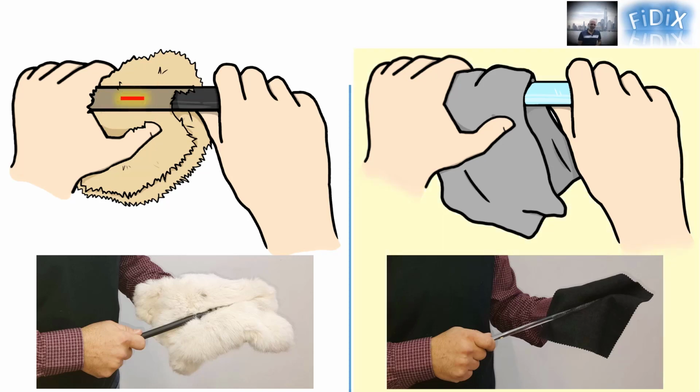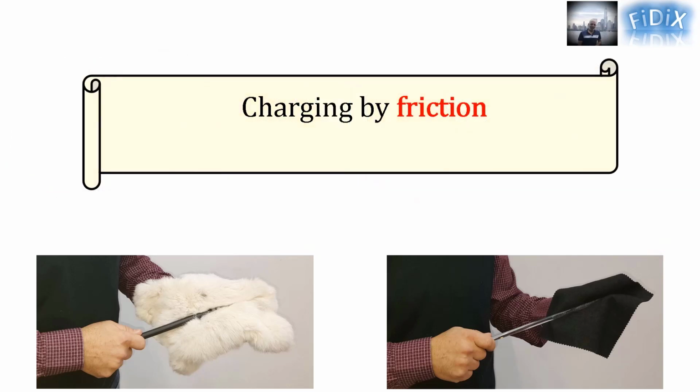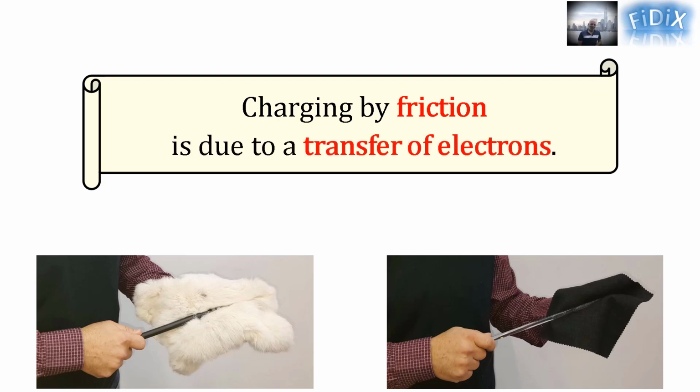When a glass rod is rubbed with a cloth of silk, a certain number of electrons migrate from the rod to the cloth. The glass rod has thus a deficit of electrons. Therefore, it is positively charged. This phenomenon is called charging by friction or electrification by friction. Note that charging by friction is due to a transfer of electrons.